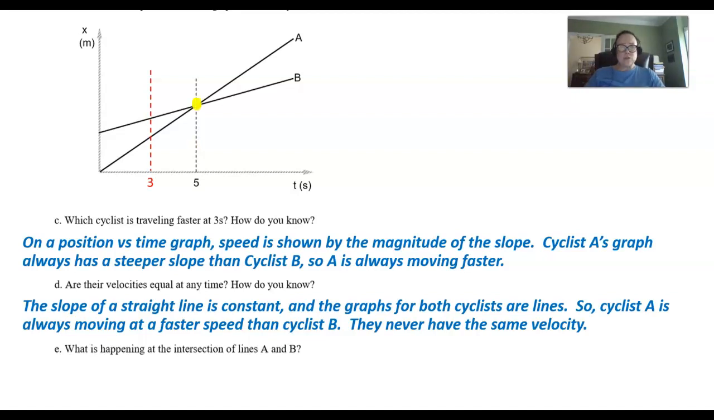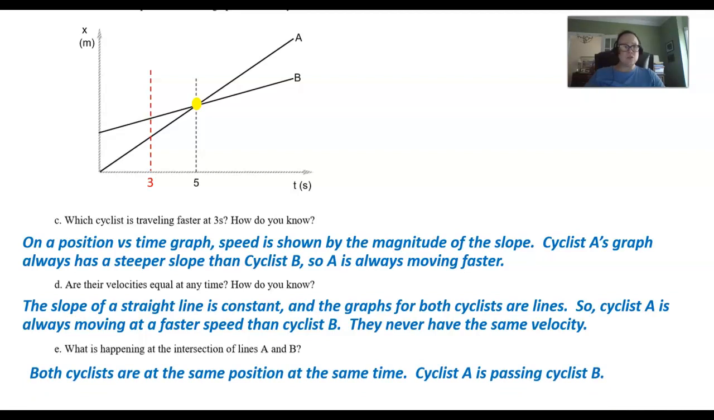What about that intersection point where the graph of cyclist A crosses over the graph of cyclist B? What's happening there? Well, at that time, 5 seconds, both of these cyclists are at the same position. So we're seeing a point where they're both at the same position at the same time. We could think of this as cyclist A starting to pass cyclist B at that point.